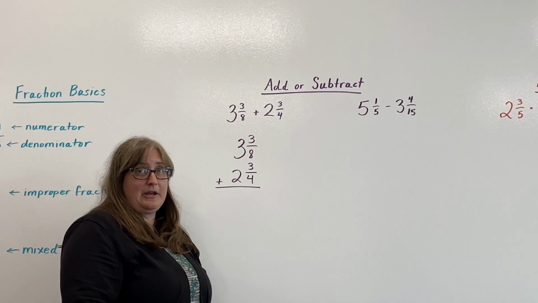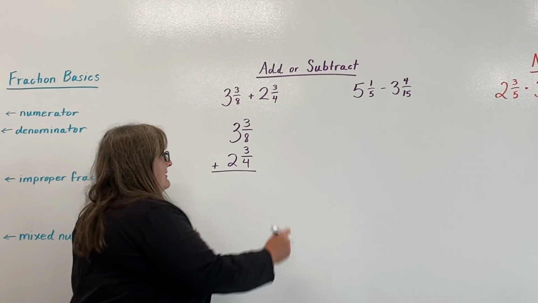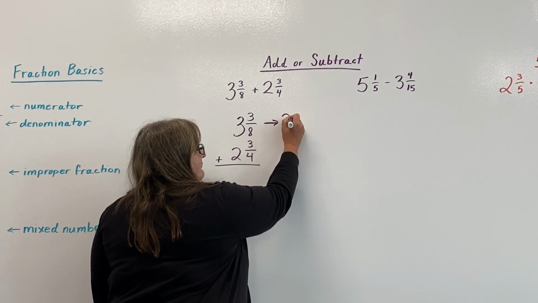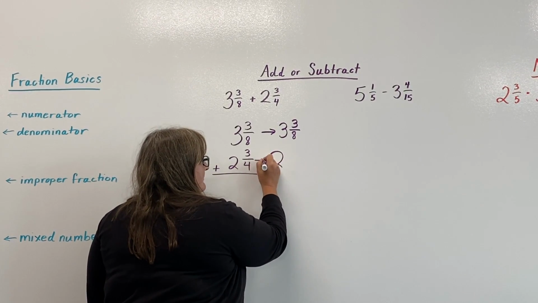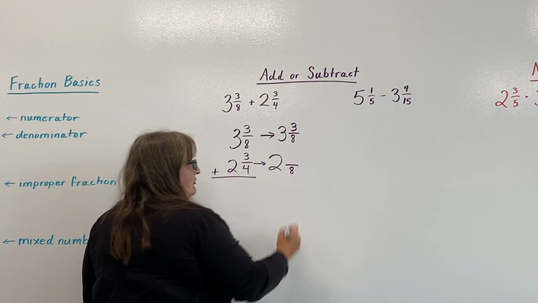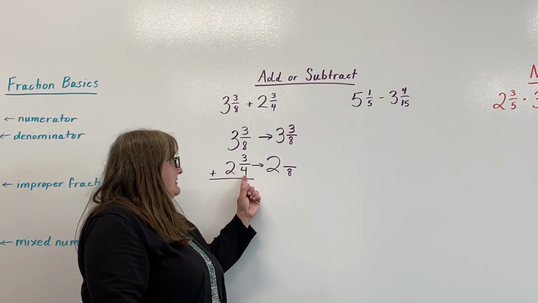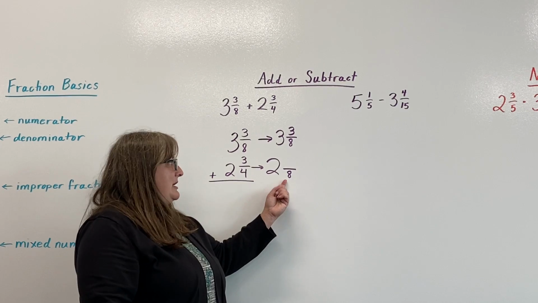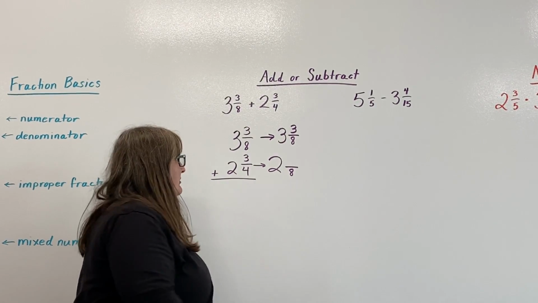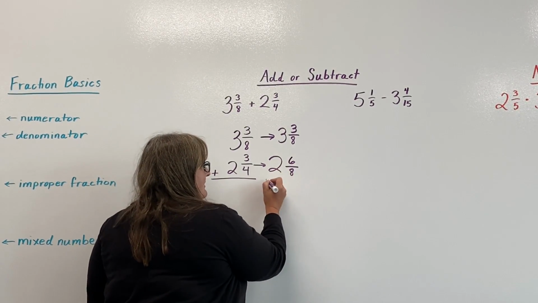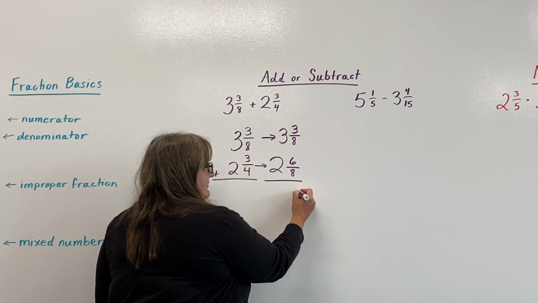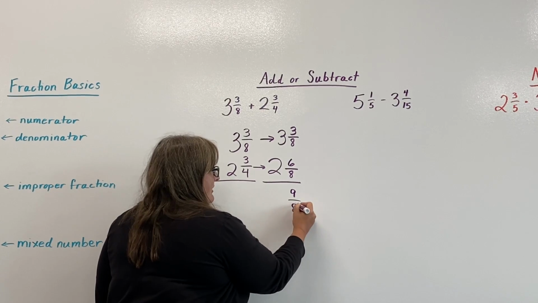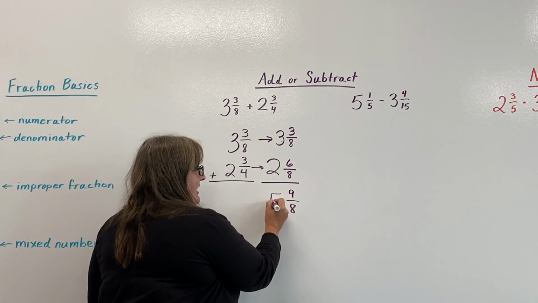A common denominator that I can use for both of these is 8, which means this fraction won't change at all, but this fraction is going to change to a denominator of 8. Since I'm doubling my denominator, I also want to double the numerator, so I'm going to have 6. Now if I add these together, 3/8 and 6/8 is 9/8. 3 and 2 is 5.